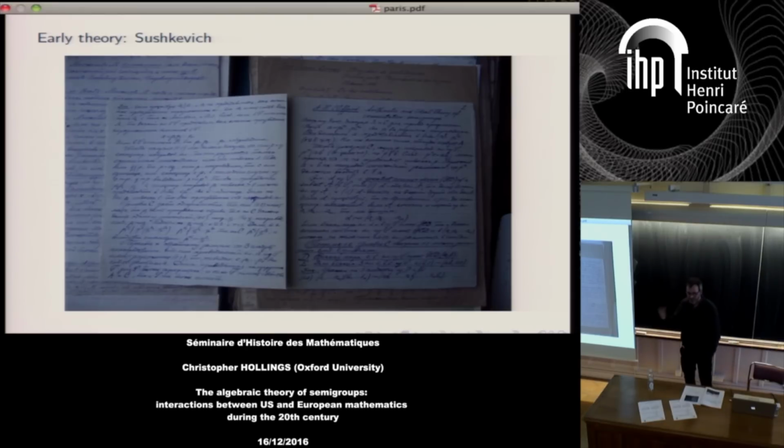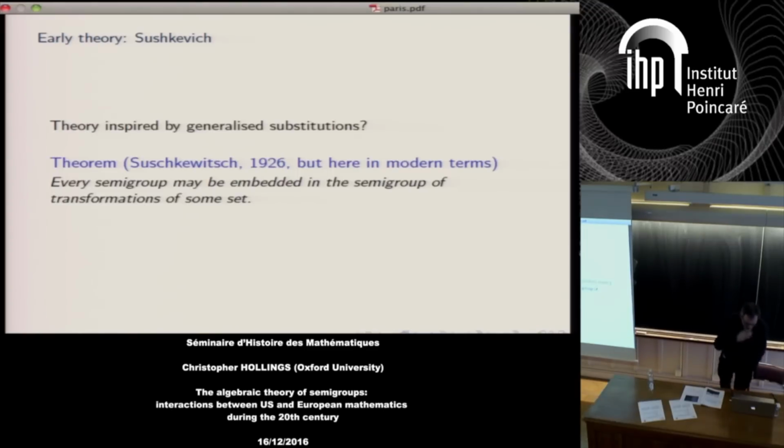As I said, I planned to give a talk where I spoke about a gradually increasing American influence on this semigroup theoretic work. But I think it's there much earlier in a much more subtle way than I had previously realized. So there's this mixture of influences on Šuškevič. Coming from the generalized substitutions angle, we have results like this one: every semigroup can be embedded in a semigroup of transformations. This is published in German, so you have a German spelling of his name there. And so this is a semigroup version of the Cayley theorem for groups.